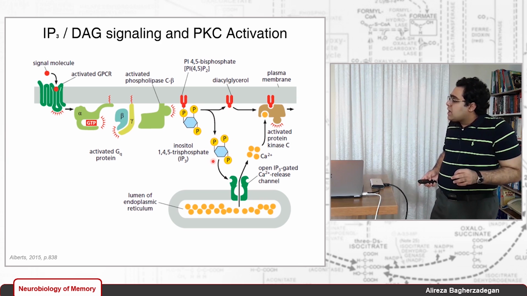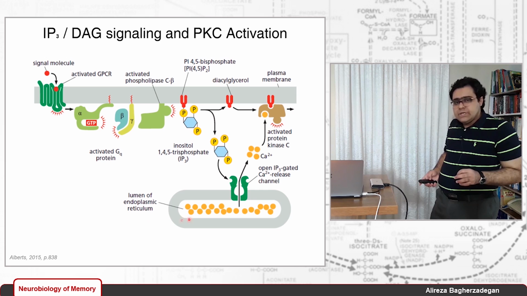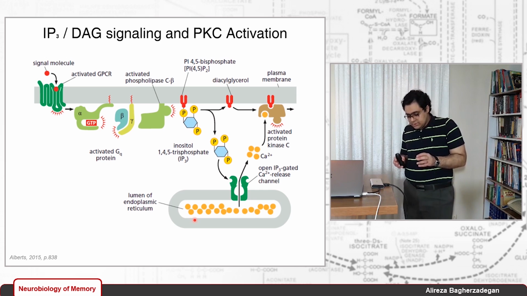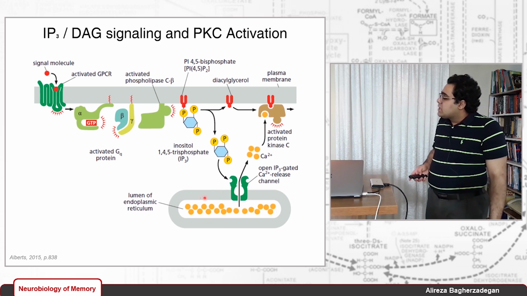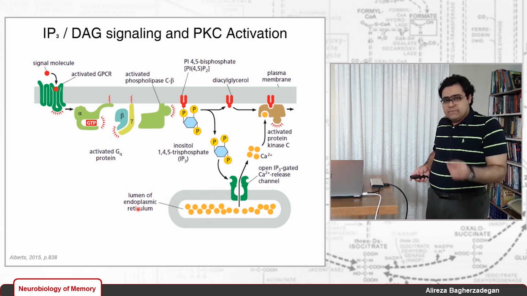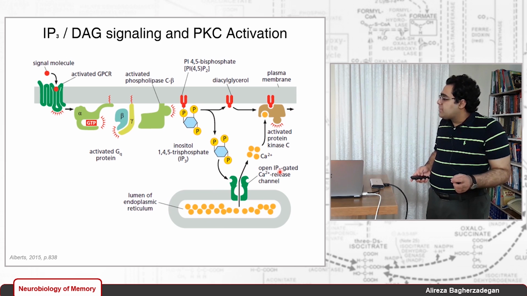Okay, and this IP3, this is the lumen of smooth endoplasmic reticulum, and we know that a smooth endoplasmic reticulum is one of the organelles of a cell which is responsible for the storage of calcium ions. So embedded in the membrane of that lumen of endoplasmic reticulum, we have IP3 gated calcium ion channels, or calcium release channels.